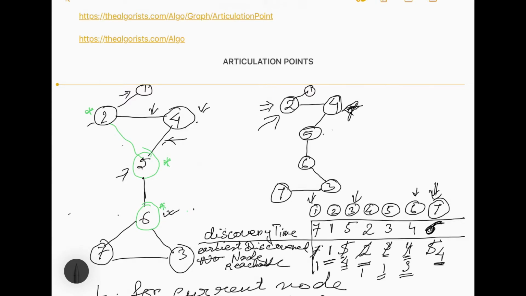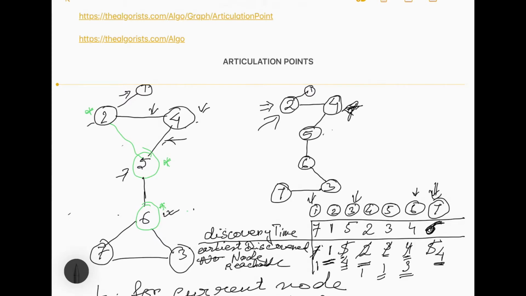So now we have traversed all the descendants of 2, so we backtrack to 2, and now we would actually compute the earliest discovered node reachable from 2, and we see the minimum of the earliest discovered node reachable from all the adjacent nodes is actually 1. So the earliest discovered node reachable from 2 actually remains the same, and that makes sense because 2 is the start node of the DFS.